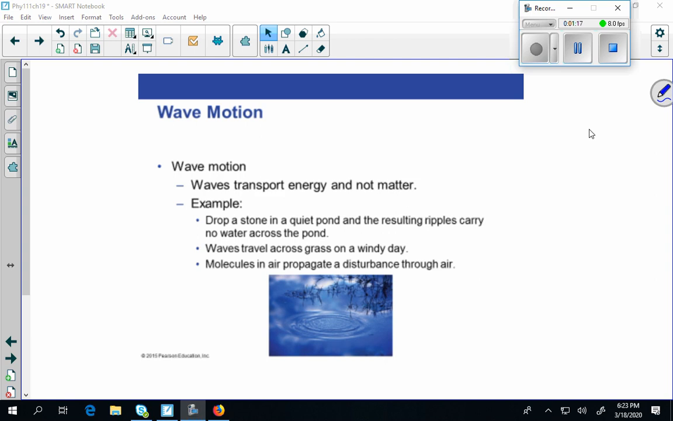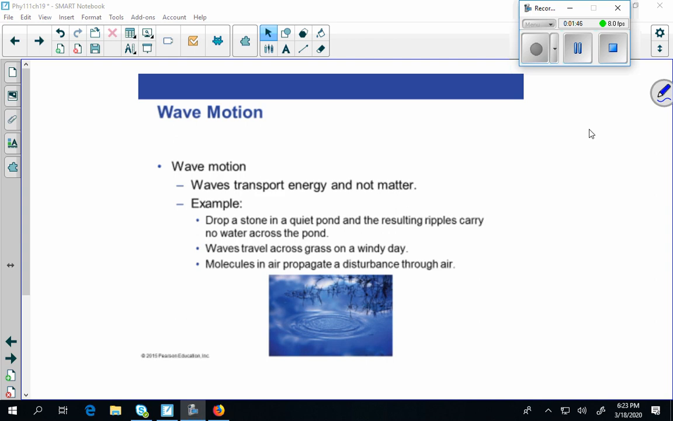So let's picture now waves traveling across the grass on a windy day. Those are waves too. You can see that wave motion if you have really tall unmown grass or weeds, something like that. Those individual pieces of grass or weeds are not moving from one place to another. They're staying there. They're anchored to the ground. What's happening is energy is moving.